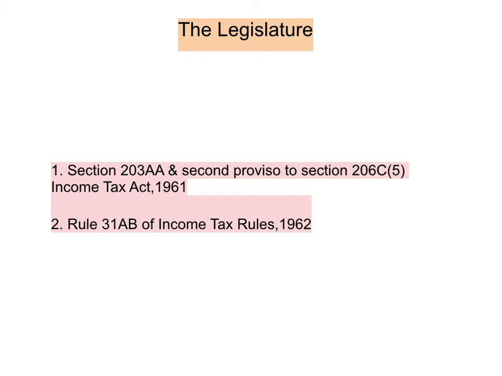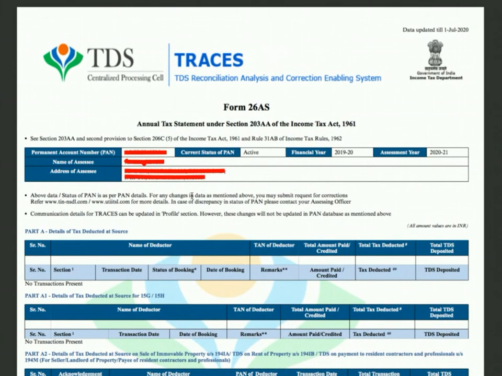Let us look into its format in detail. A typical Form 26AS looks like so. It begins with mentioning the basic details of the assessee, that is, his PAN number, name of the assessee, address of the assessee, the current status of his PAN, financial year to which this Form 26AS belongs, and its relevant assessment year. Now, this Form 26AS has several parts ranging from Part A to Part G. Let us look into each of these one by one.